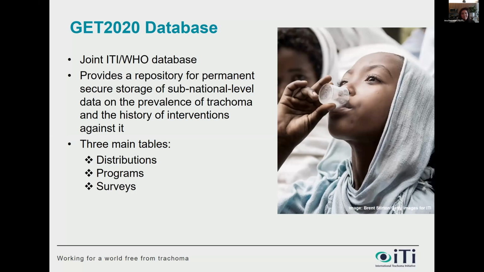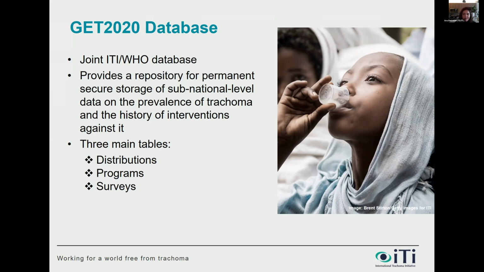So the GET 2020 database that I mentioned on the previous slide is a joint ITI-WHO database. It's maintained by my ITI colleague, Kristen Reneker, and many thanks to her for her help with the content on these next few slides. This database provides a repository for permanent secure storage of subnational level data on the prevalence of trachoma and the history of interventions against it.